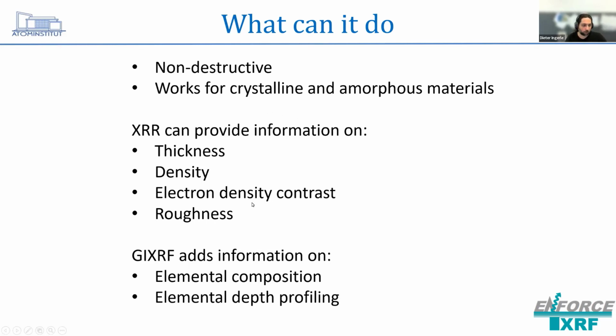Then the XR information we can directly see, as I will show later, is actually the thickness and density, mainly on the surface, but also of deeper layers. And then, of course, the electron density contrast of different layers and also the roughness. And of course, XRF can then add some information about elemental composition and also provide some limited elemental depth profiling information.